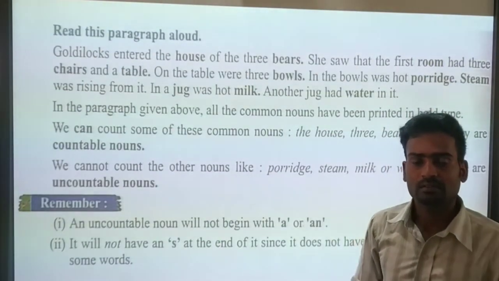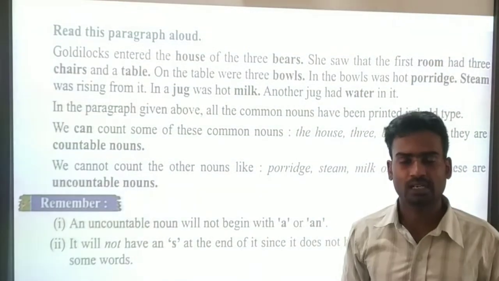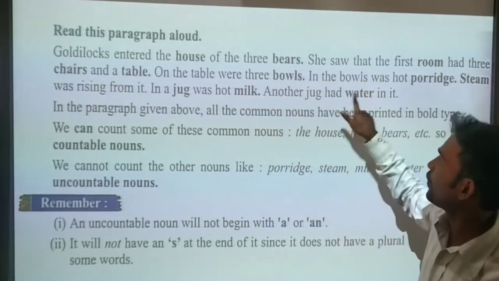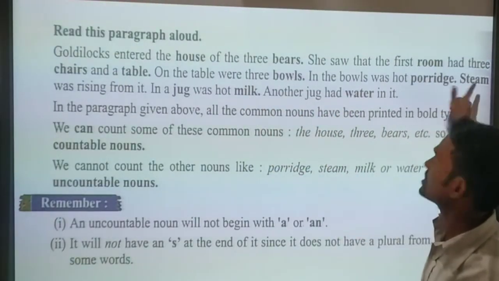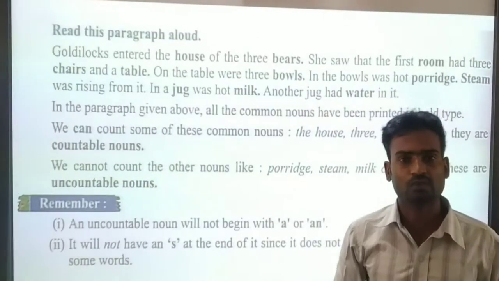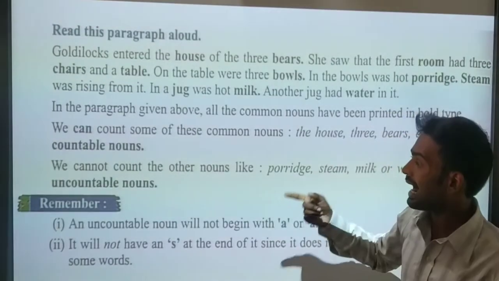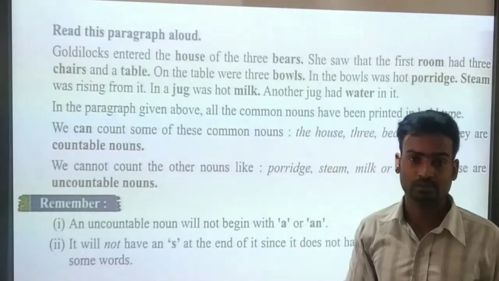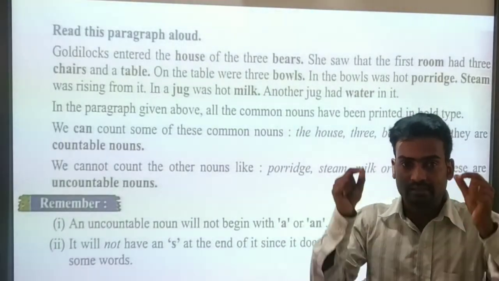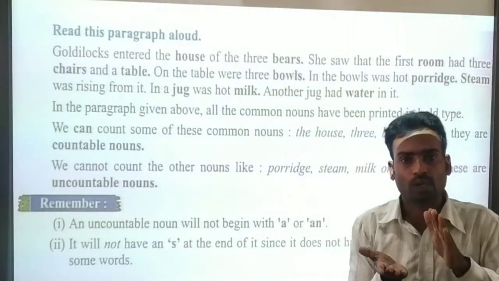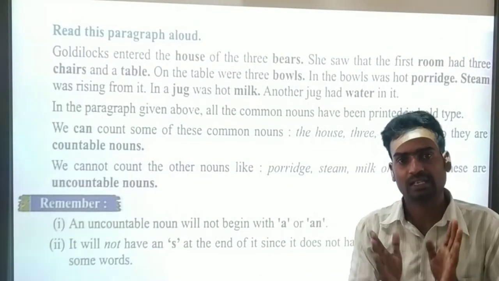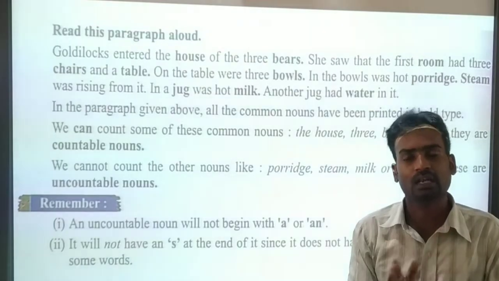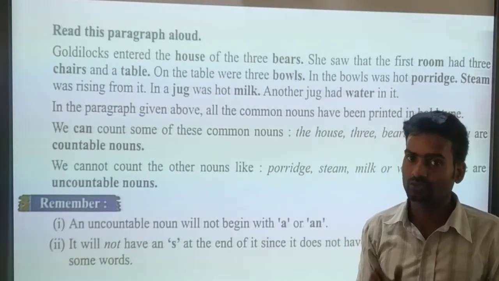But, no sir, we cannot count, sir. When we say all these things, milk, water, porridge, steam, all these things we cannot count. So it comes under uncountable nouns. So dear children, keep it in your mind. Whatever we are able to count, that is called countable noun, and some things we cannot count, that comes under uncountable noun. Right?